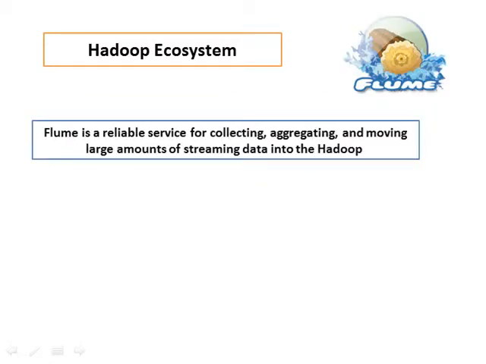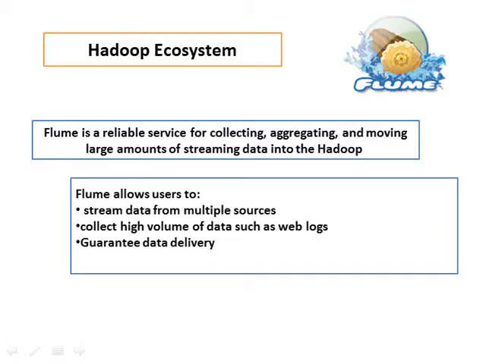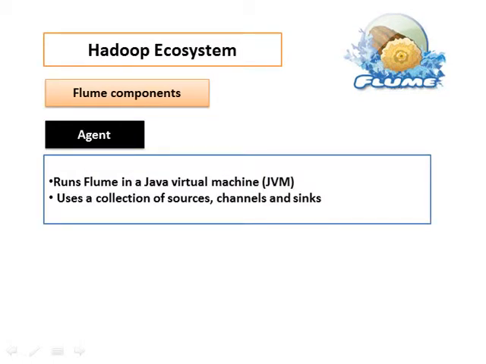Flume is a reliable service for collecting, aggregating and moving large amounts of streaming data into Hadoop. Flume allows users to stream data from multiple sources, collect high volumes of data such as weblogs, and guarantee delivery. Flume has many different types of components. You've got the agent. The agent runs Flume in a Java virtual machine, also known as JVM. It uses a collection of sources, channels and sinks.